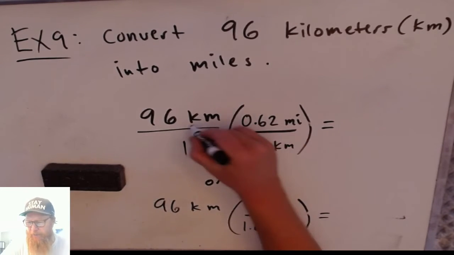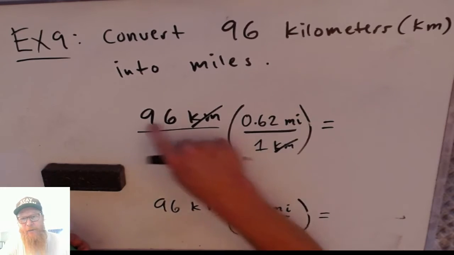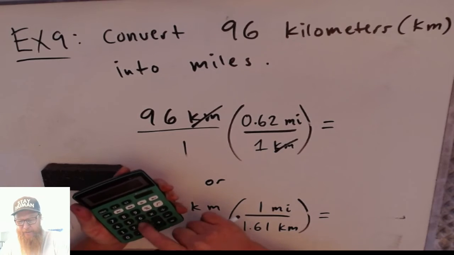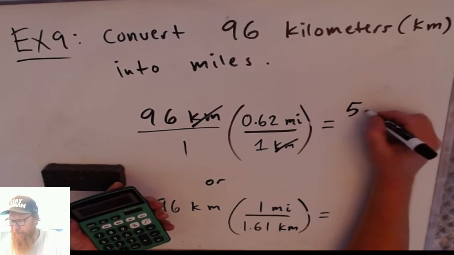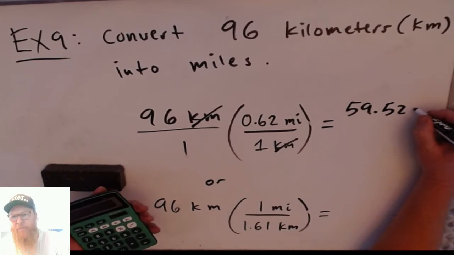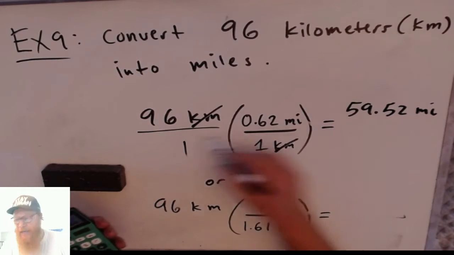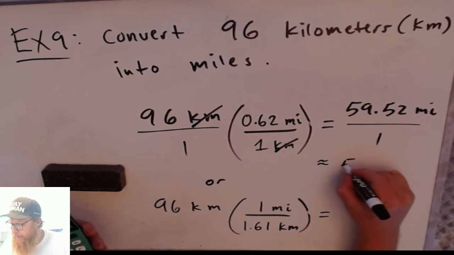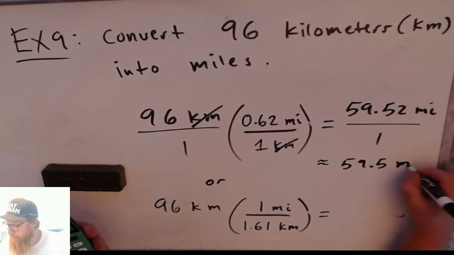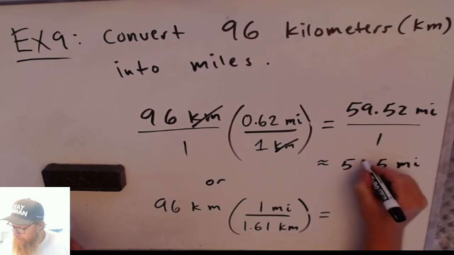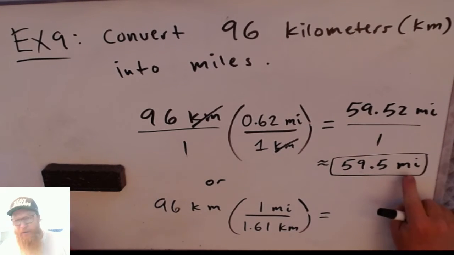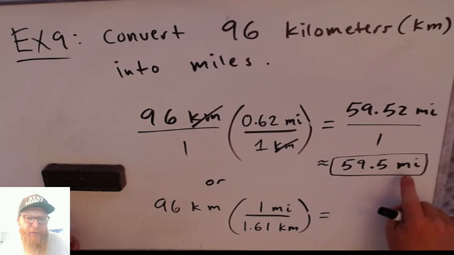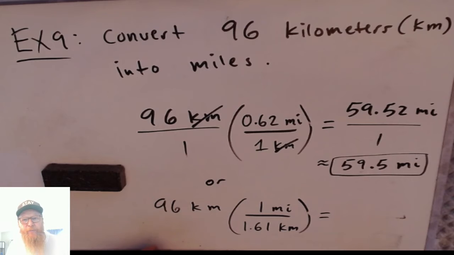So let's do it this way. We'll cross off the kilometers. I like this way because you just multiply. So you got 96 times 0.62, and that gives you 59.52 miles. Again, over 1, but we typically omit the 1. So I'll say 59.5 miles. We don't use M for miles because M is for meters, and so MI is for miles.